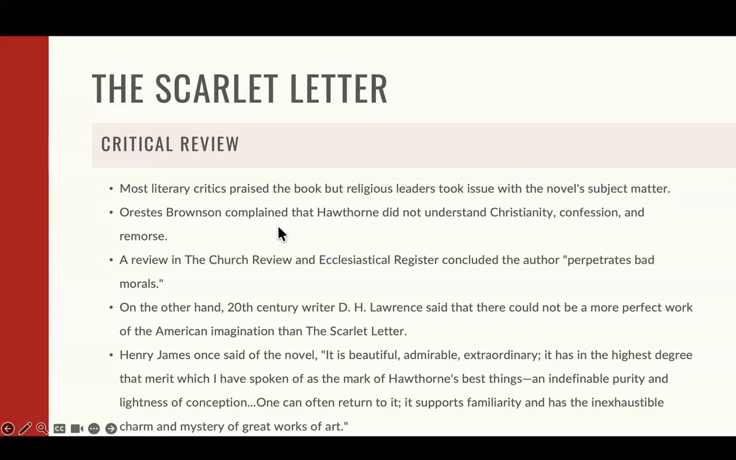Henry James once said of the novel that it's beautiful, admirable, extraordinary. It has in the highest degree that merit which I have spoken of as the mark of Hawthorne's best things, an indefinable purity and lightness of conception. One can often return to it. It supports familiarity and has the inexhaustible charm and mystery of great works of art.